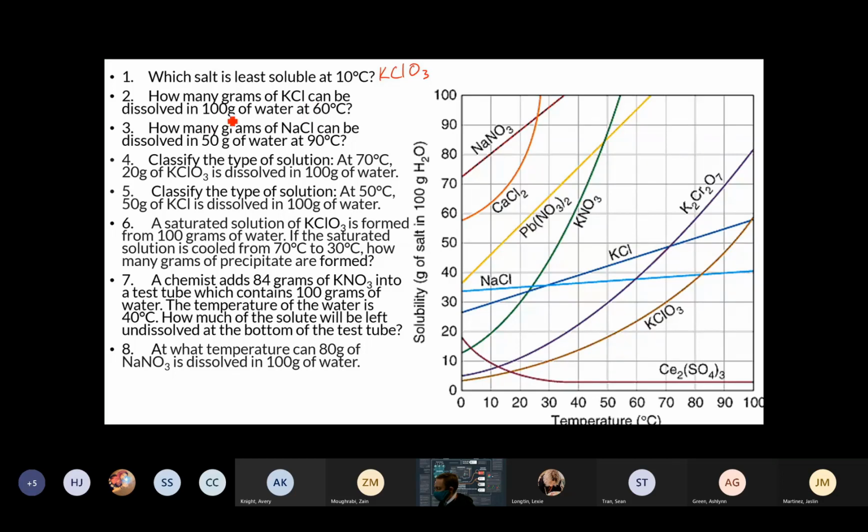So we find KCl, this dark blue solubility curve. How many grams can be dissolved at 60 degrees? So we go to 60 degrees and we scroll up, find what KCl is at 60 degrees.